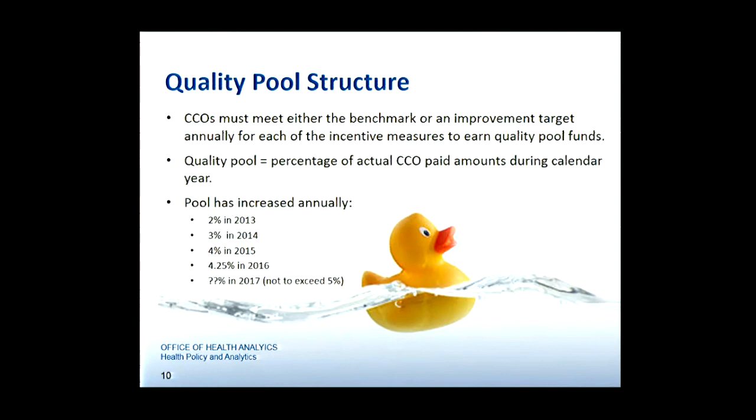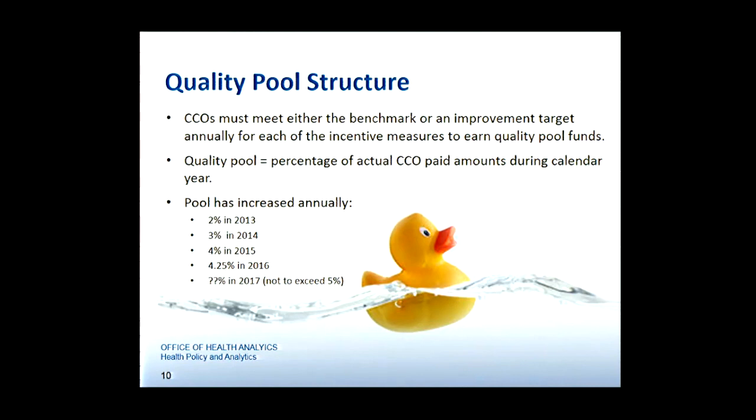Quality pool structure. So when I say improvement, basically we give the CCOs some degree of latitude on that, because what we do is we set 2 goals for them, and if they achieve either one of those, then they're in a good spot. We set a benchmark, which is basically a high level of quality that we'd really like all the CCOs to achieve.